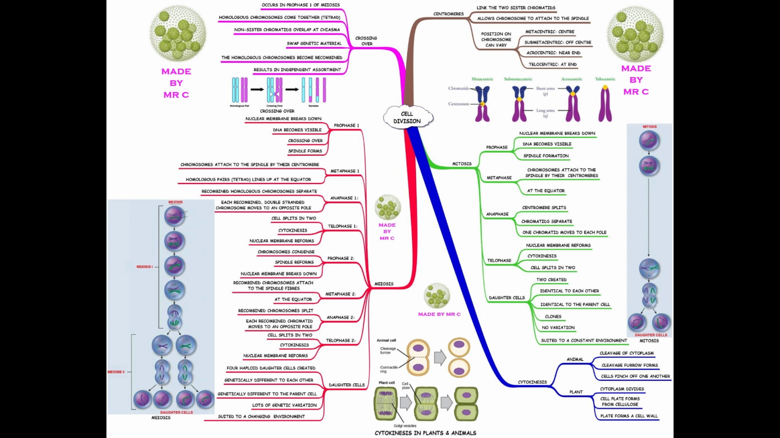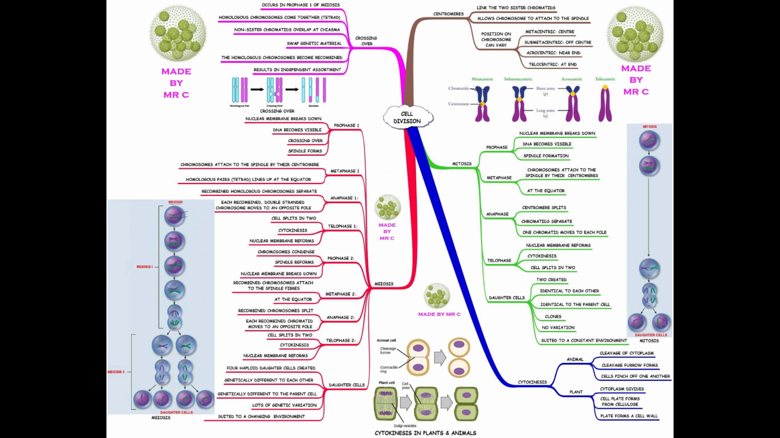In prophase 2, the chromosomes condense further to become shorter and thicker, and the spindle fibers reform with the help of centrioles. During this, the nuclear membrane also breaks down. In metaphase 2, the recombined chromosomes attach to the spindle fibers at the equator. In anaphase 2, the recombined chromosomes split in half, and each recombined chromatid moves to an opposite pole. Again, this is called independent assortment.